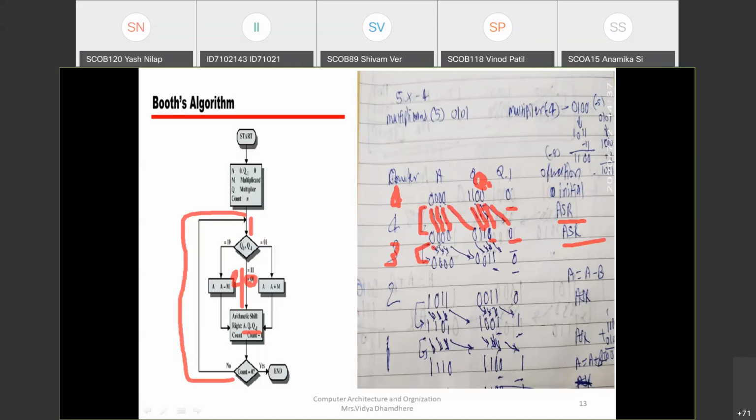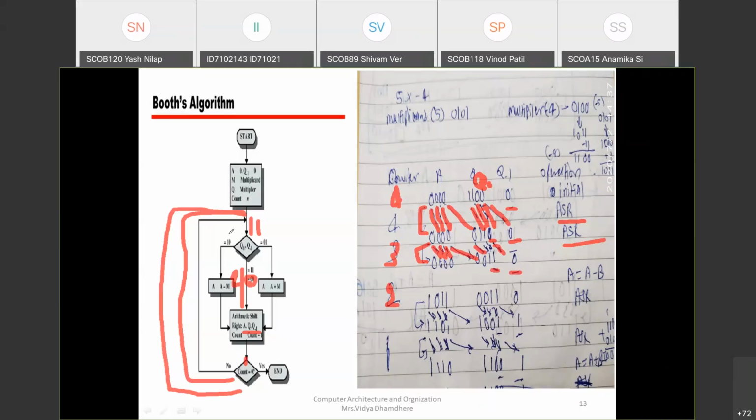From the A register, we are moving the content 1 bit to the right, like this, which is indicated by arrows. Lastly, Q0 becomes Q minus 1. Again we need to decrement the counter. So the counter becomes 2. Then we check the counter value. It is not 0. Again we move to the next box according to this arrow. Again we reach the Q0 and Q minus 1 condition and check it. Now we are getting Q0 as 1 and Q minus 1 as 0.